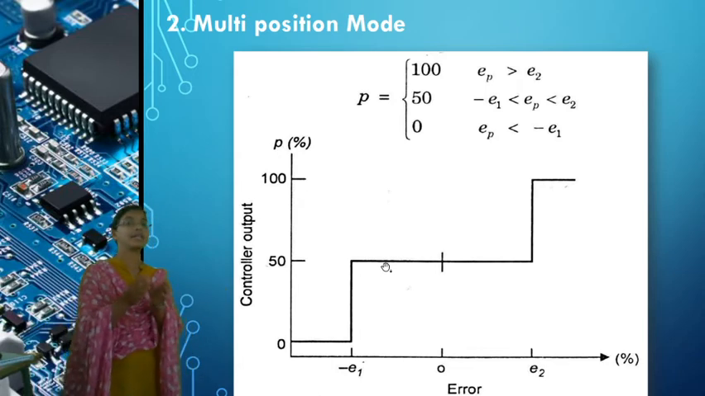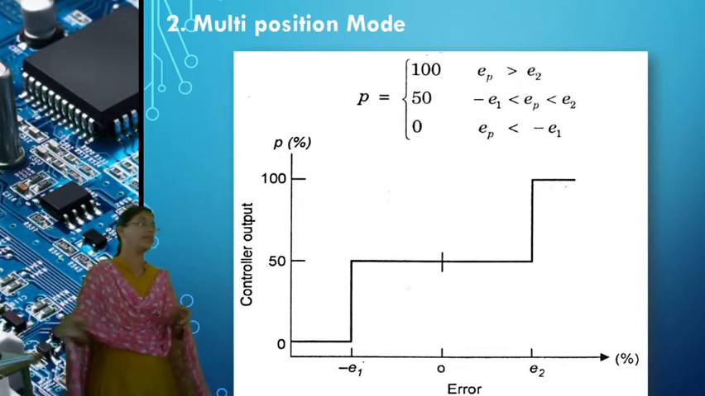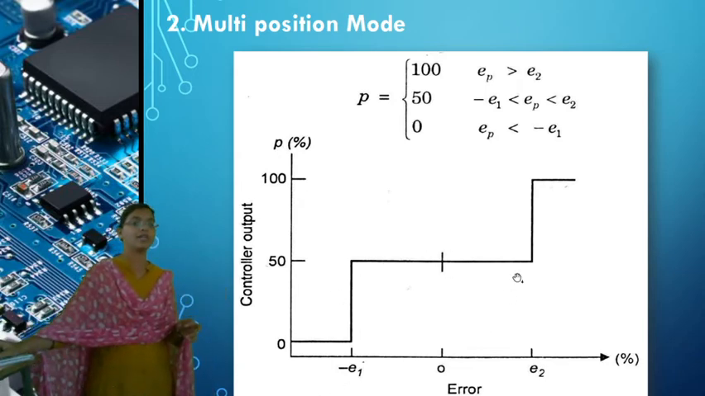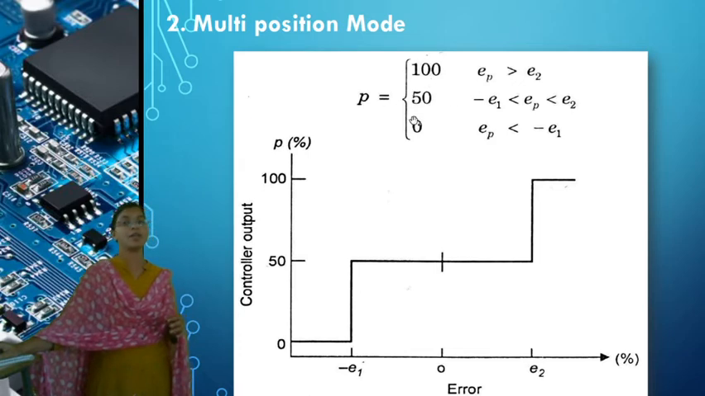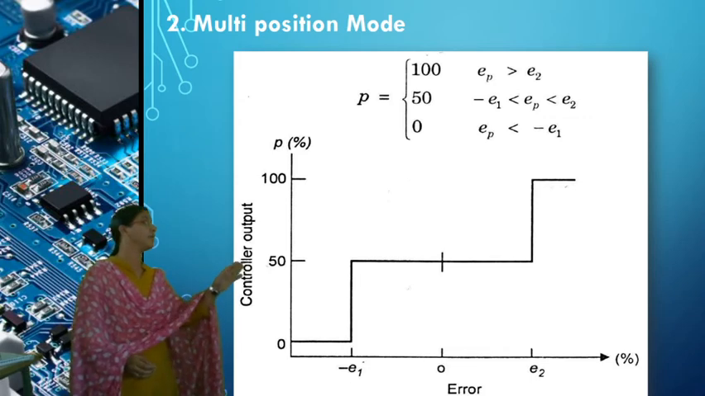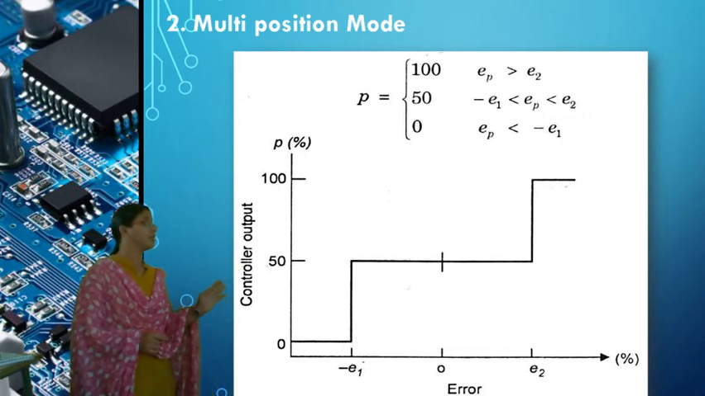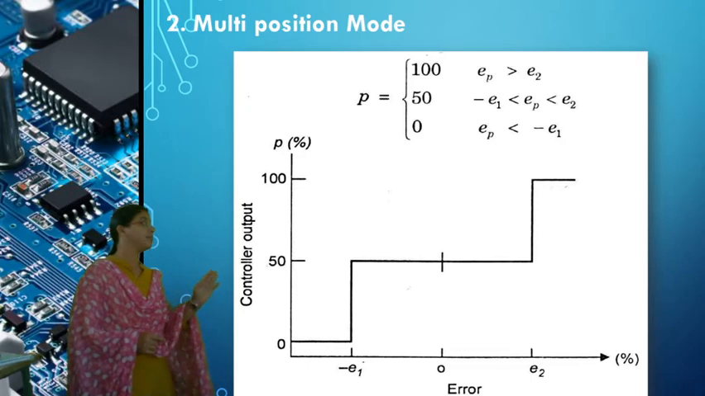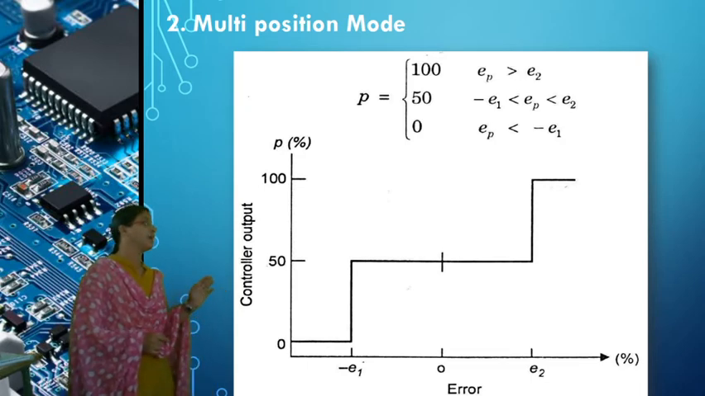If the error is in between minus E1 and E2, then that should produce 50%. If the error is greater than E2, then that should produce 100%. Likewise, we are going to take P equals 100% whenever EP is greater than E2, 50% if EP value is in between minus E1 and E2, and 0% whenever EP is less than minus E1.